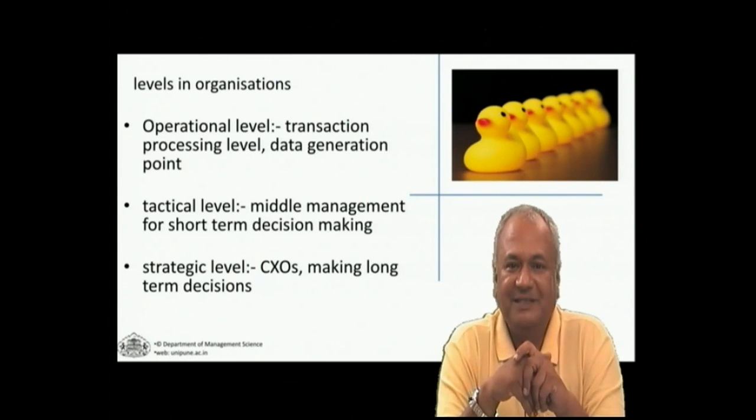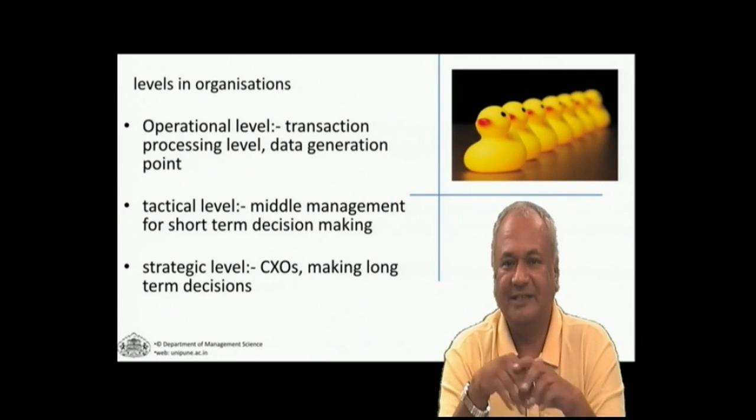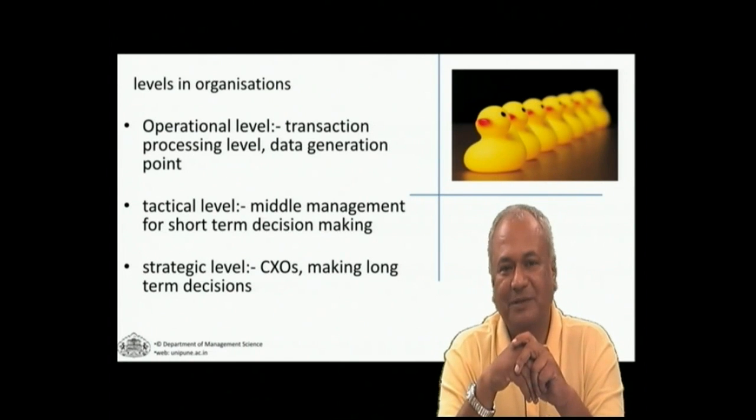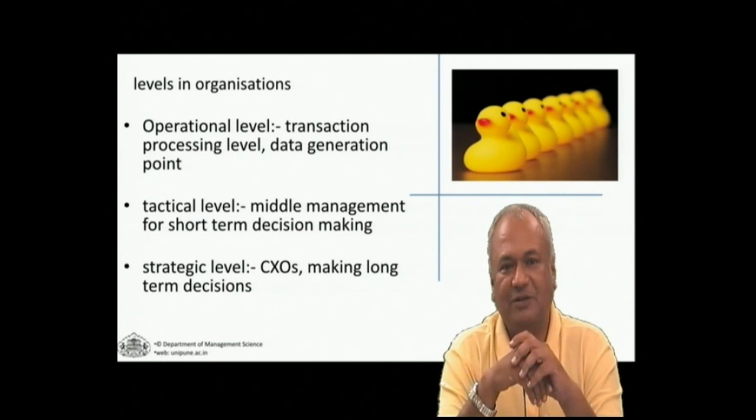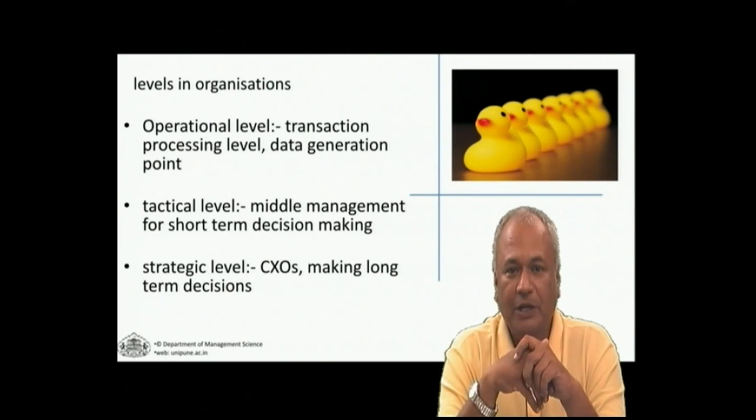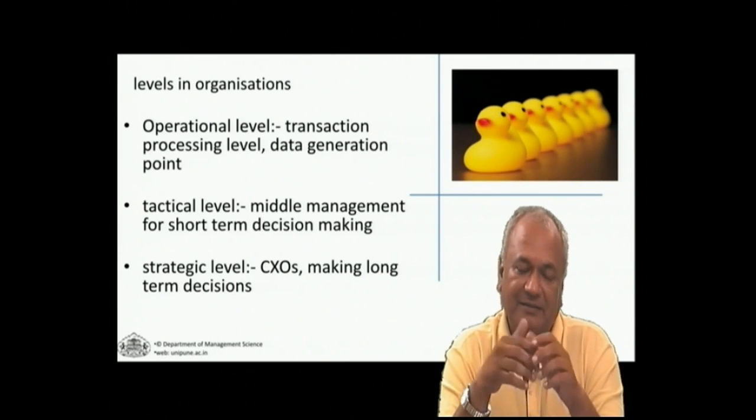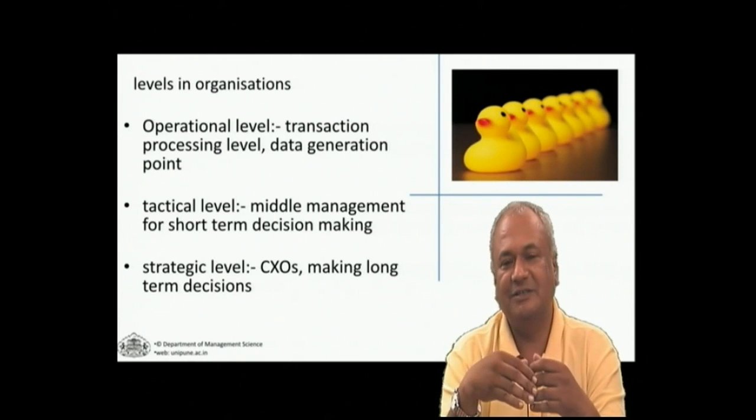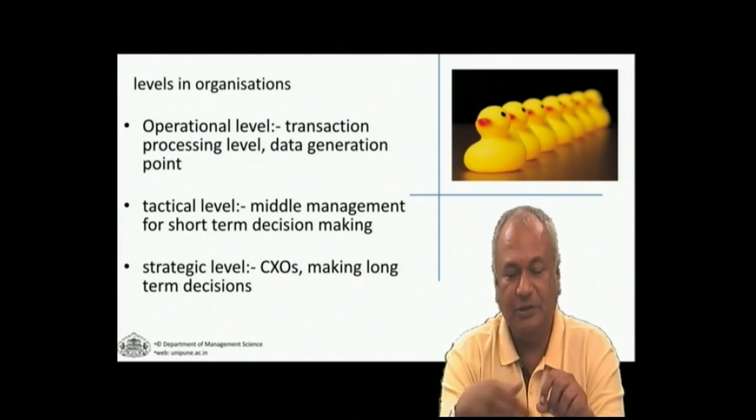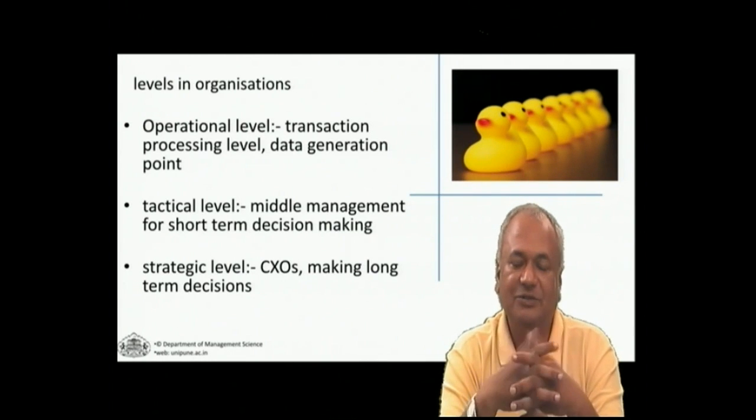And the top level is the strategic level, where we are looking at CXO type of people. You can think of CTO, CIO, Chief Information Officer, and so on. So probably we are looking at the people who are taking long-term decisions, or the decisions where you are introducing a new product, and so on. Such kind of decisions usually are taken at the strategic level.